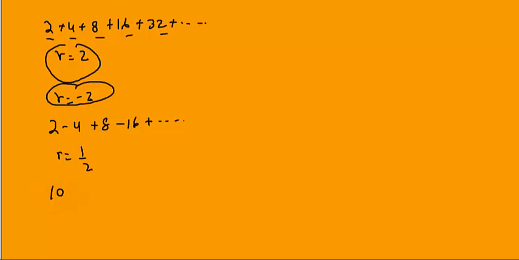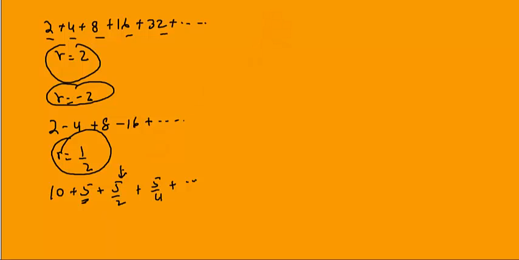Let's say we start with 10 and we multiply by 1/2. That's going to give me 5. Multiply that by 1/2, that's going to give me 5 over 2. Multiply this by 1/2, it's going to give me 5 over 4, and so on and so forth. My ratio can be a fraction also, but I'm multiplying by a number to get the next term. Okay, I'm adding all the terms up, so that's called a geometric series.